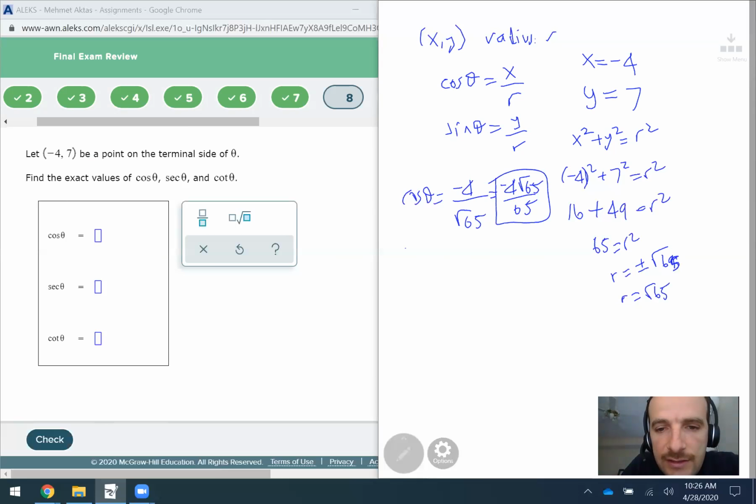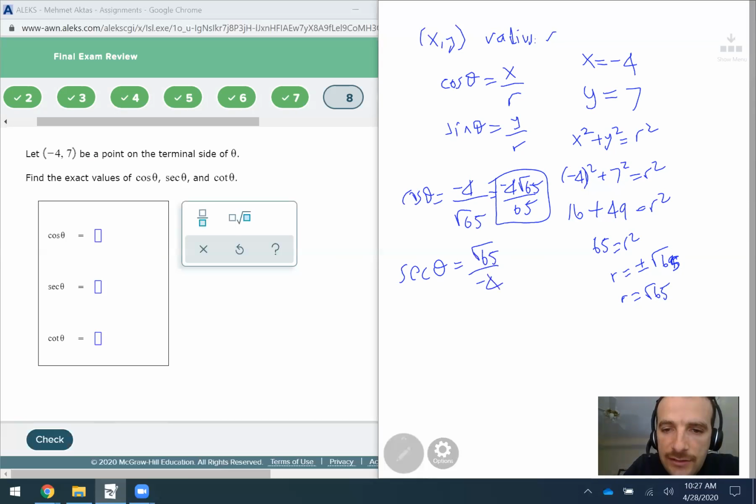Secant is 1 over cosine. So just flip the cosine, right? And I can flip the first part because when I flip the second part, I will end up with the radical in the denominator, which we don't like, right? Let's flip the first part. If I flip that guy, I will get root 65 over -4, okay?